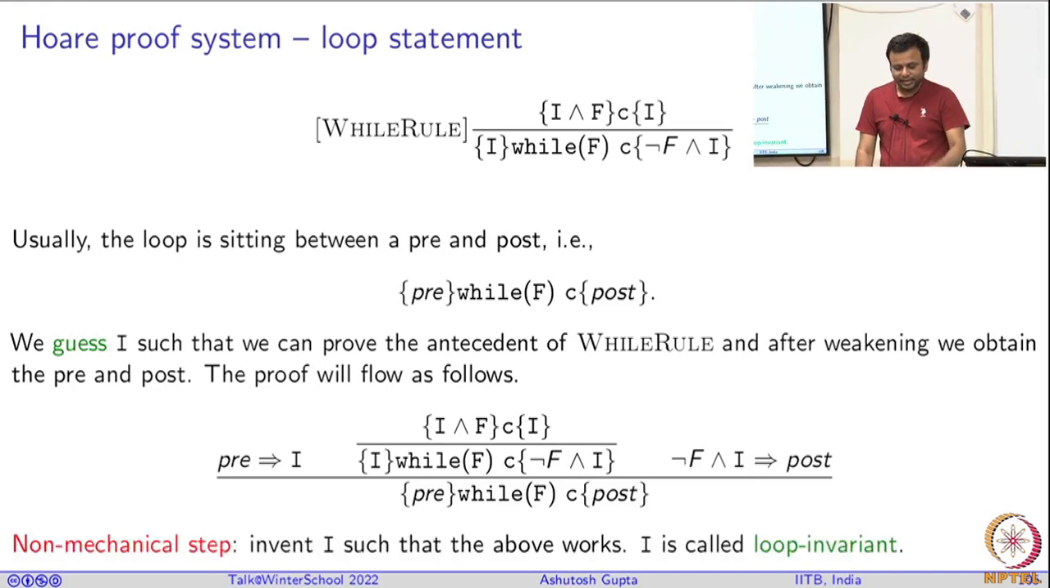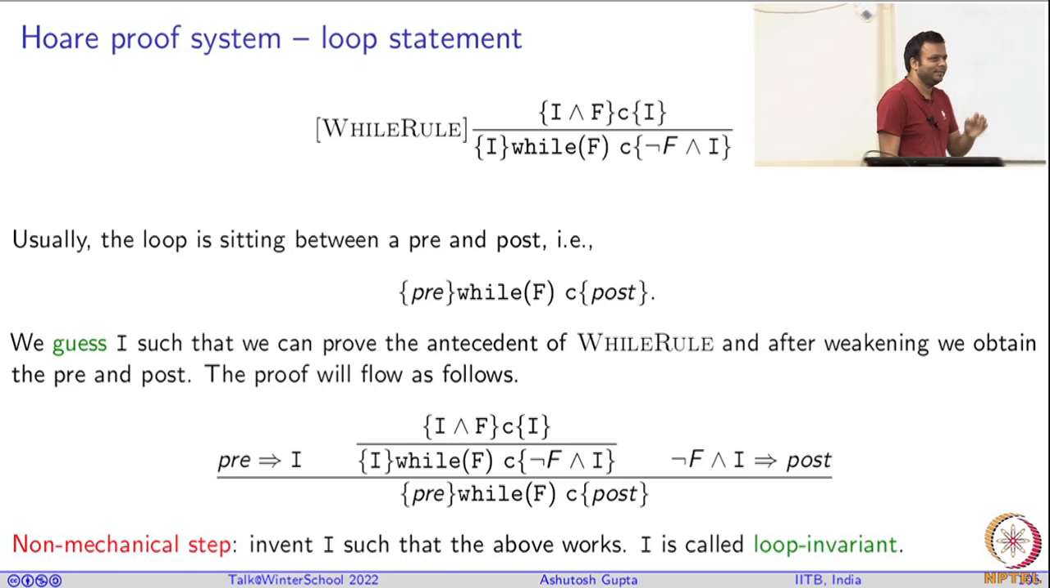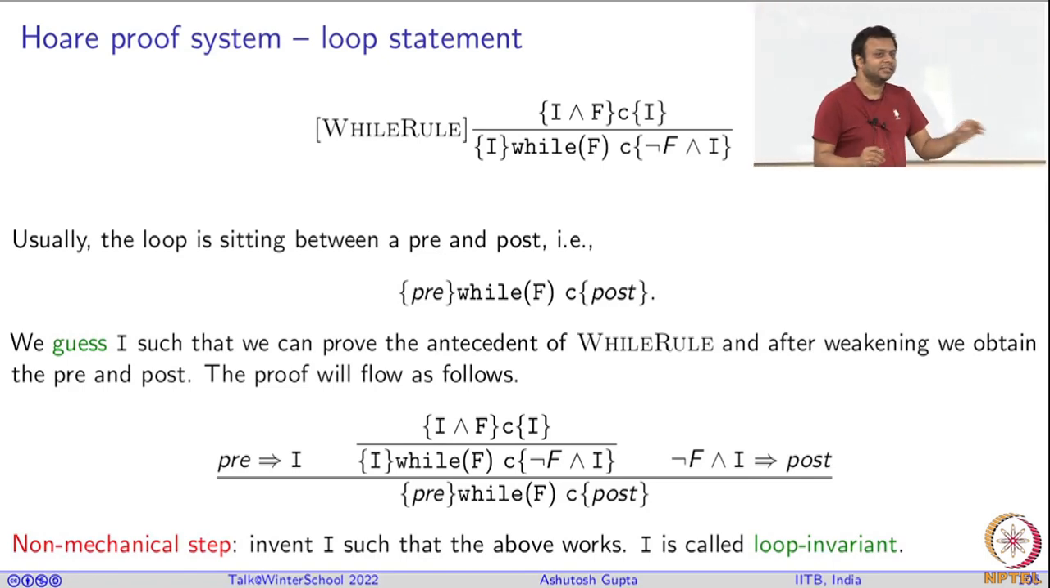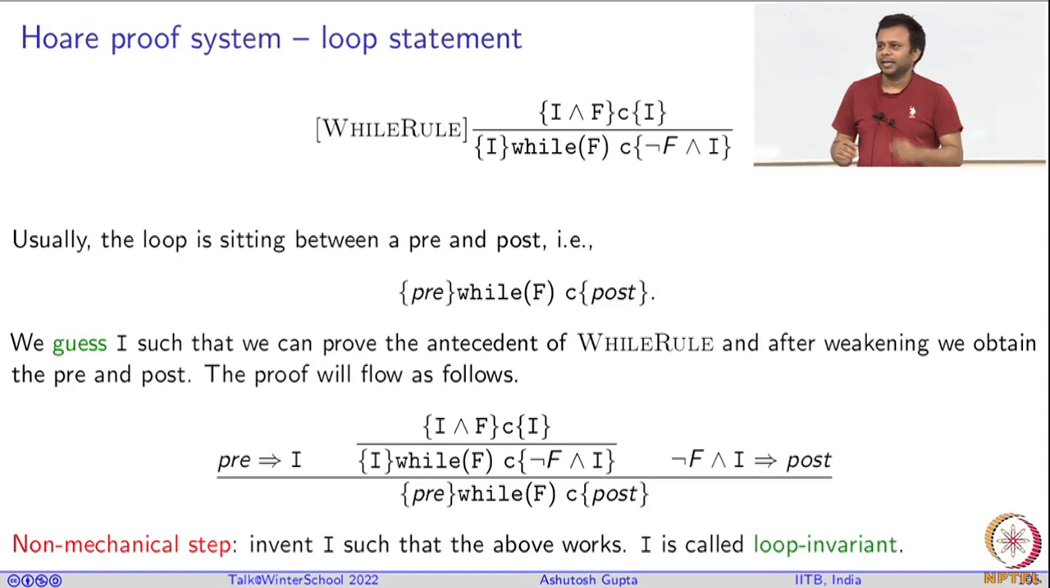So finding I is a non-mechanical step. Everything else I've shown you before is a mechanical process. You can do it algorithmically, because when I was doing the weakest precondition, the require rule or the assign rule, they're all mechanical rules. You can just apply them. But finding I is not a mechanical rule, and there is no algorithm for finding it. You have to come up with it.